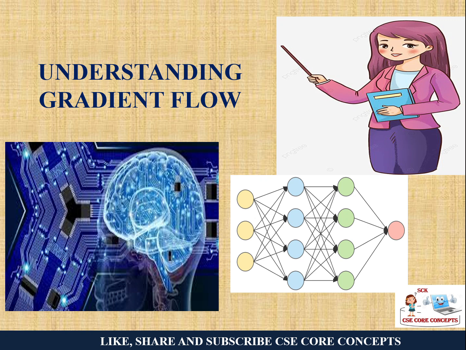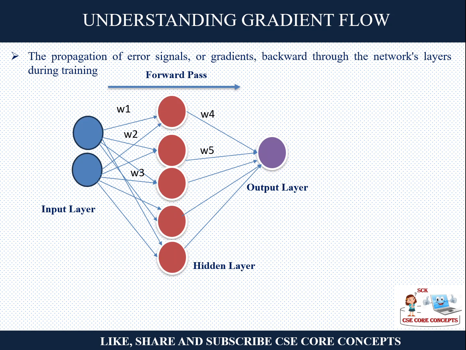In this video, I am going to discuss briefly about the gradient flow. What do we mean by gradient flow, and how is it important to understand the gradient flow for a smooth understanding of the neural network model? Basically, it is the propagation of error signals or gradients backward through the network's layers during training.